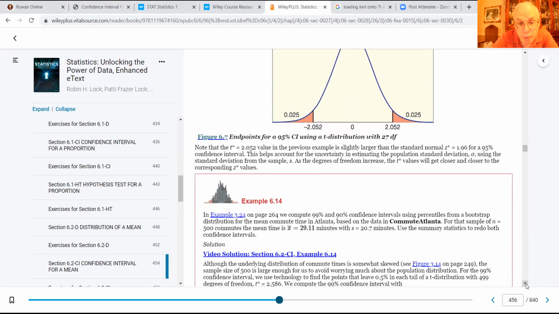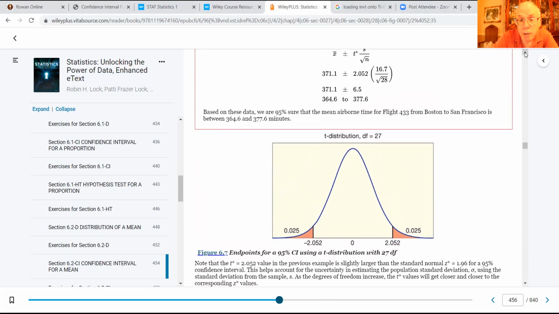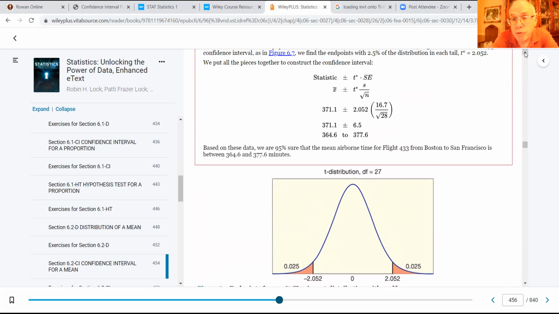And then we do our interpretation exactly the same way. We say we're 95% sure that the true population mean minutes for this flight, that means for all possible times, past, present, and future, all times that this flight is going from Boston to San Francisco, that the actual overall mean is somewhere in between those two times.